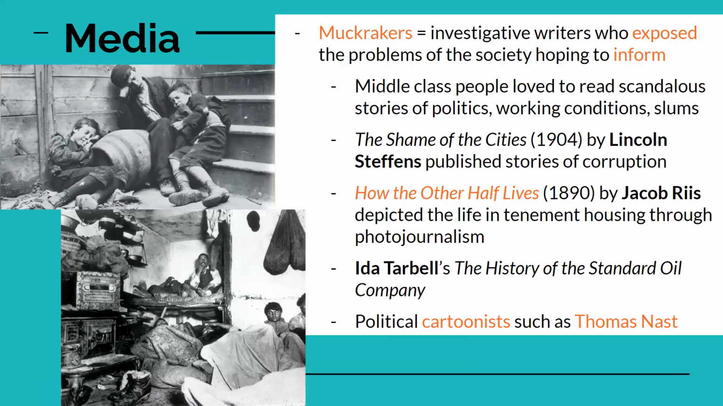And so you have Lincoln Steffens, who writes The Shame of the Cities, which talks about political corruption in the cities and exposes things like Tammany Hall and other political machines. Jacob Riis's famous book, How the Other Half Lives, is photojournalism, with his pictures of the horrible living conditions in tenements and in the slums. It really raised a lot of people's sympathy for those living in poverty.